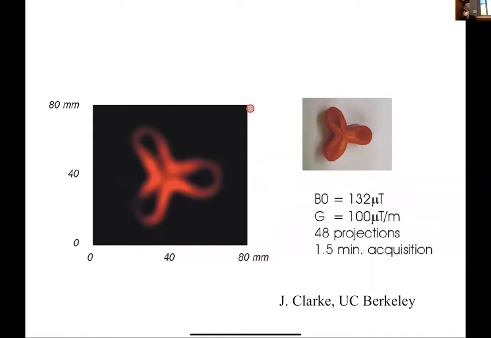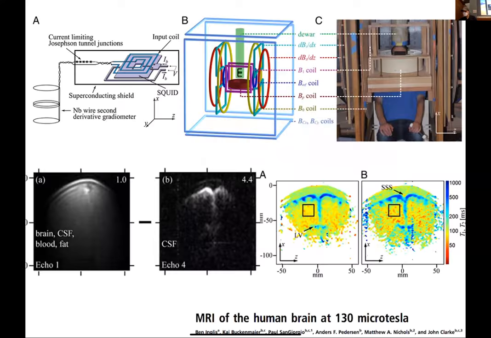And they were able to get pictures of, in this case, a bell pepper, okay? They were able to get some images of brains, okay? And this is what it looks like. Basically, the SQUIDs are up here and the person's brain goes here.